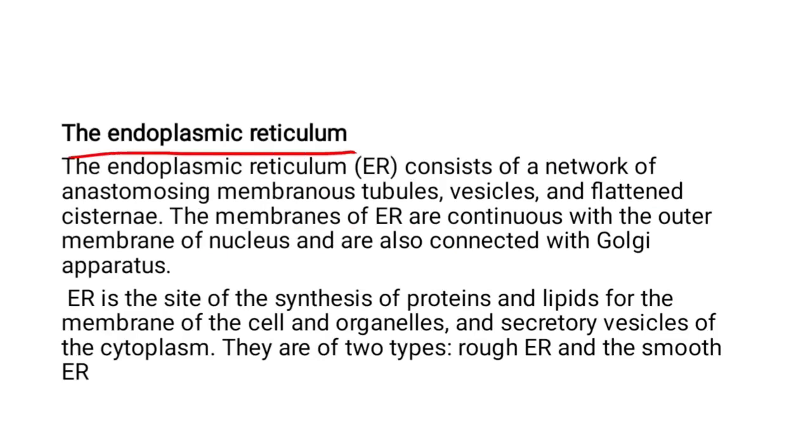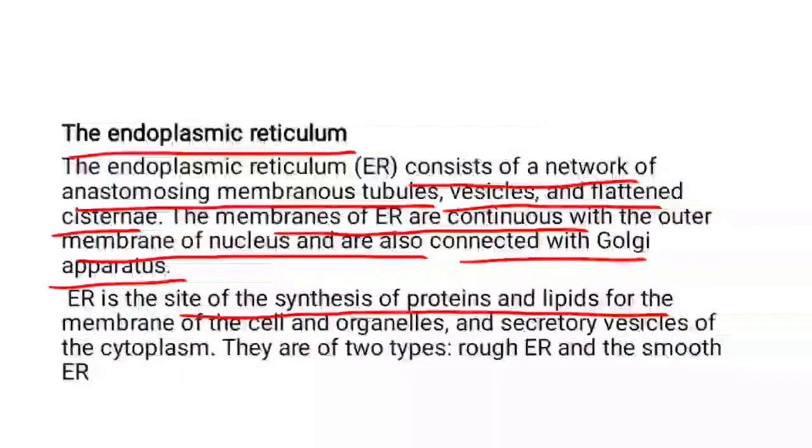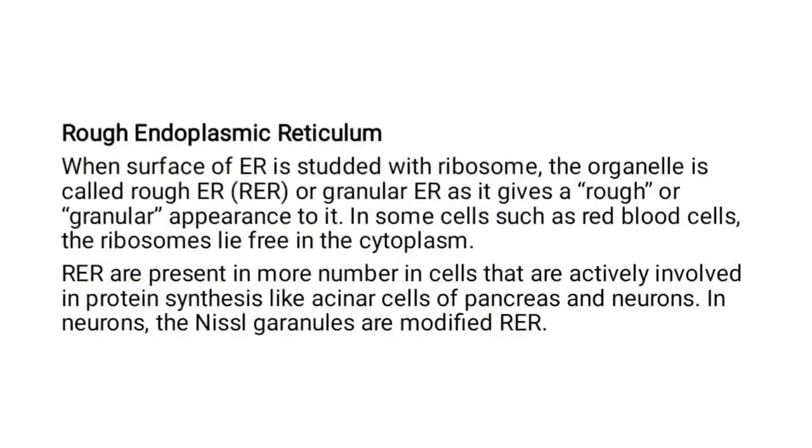Endoplasmic reticulum. Endoplasmic reticulum consists of a network of anastomosing membranes, membranous tubules, vesicles, and flattened cisternae. The membranes of the endoplasmic reticulum are continuous with the outer membrane of the nucleus and are also connected with the Golgi apparatus. Endoplasmic reticulum is the site of synthesis of proteins and lipids for the membranes of the cells and organelles, and secretory vesicles of the cytoplasm. There are two types, rough endoplasmic reticulum and smooth endoplasmic reticulum.